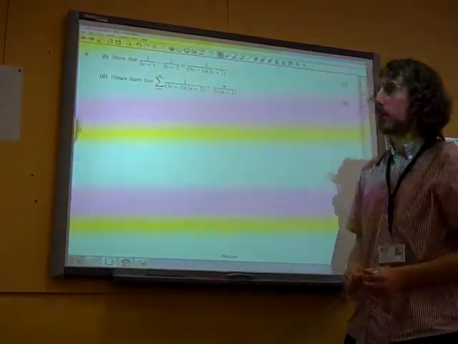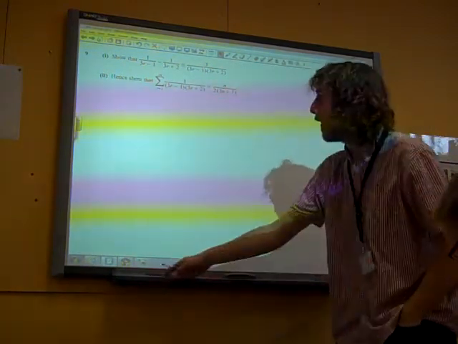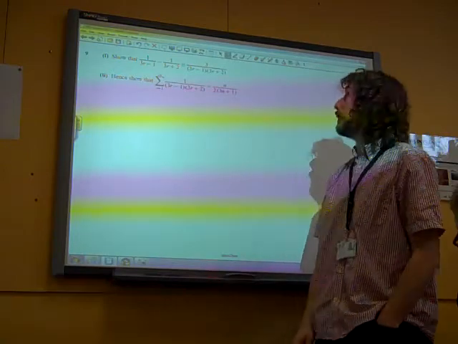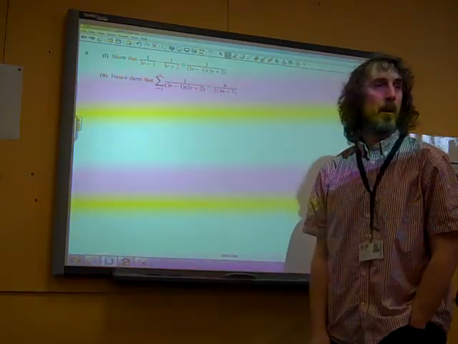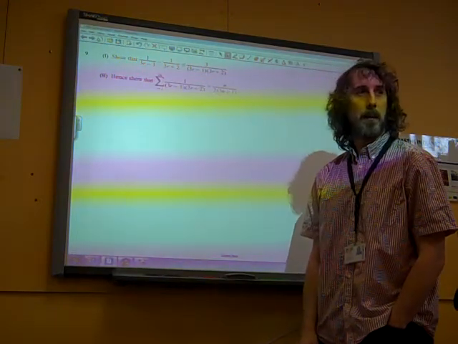So question 9 was this one. It was one of these summation method of differences things. So for part 1, you have to show that this is equal to that, for 2 marks, that's right, isn't it? We're just going to put it over a common denominator.